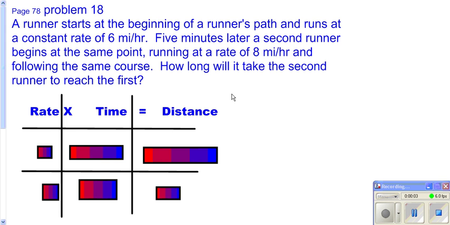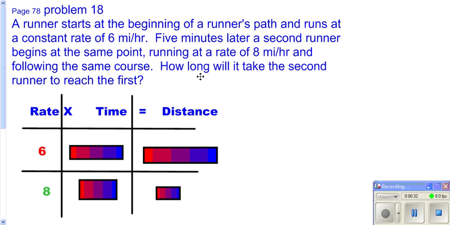And here you may want to pause the video while you read through the problem. Once again, we can organize this in a chart. We're going to have your rate times your time is equal to your distance. Rate times time is equal to distance. We have two rates. We have the rate of the one runner being 6. We have the rate of the second runner being 8.